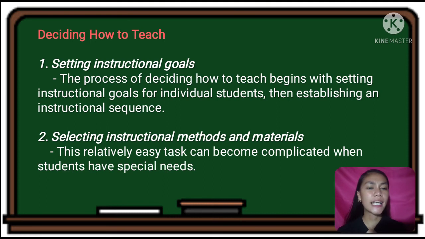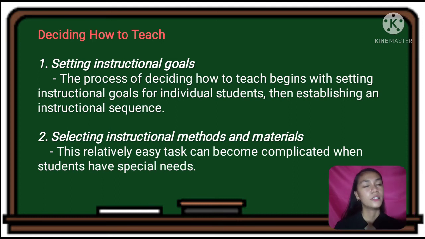The process of deciding how to teach begins with setting instructional goals for individual students, then establishing an instructional sequence. So most complex skills consist of combinations of simpler or lower level skills. These lower level skills must be taught in a logical sequence in order for students to acquire the complex skills.